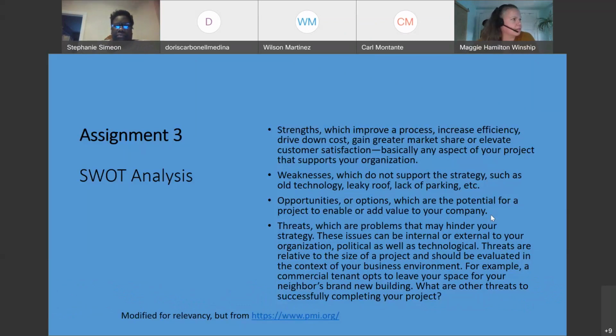So the strengths, does anyone want to throw out an organizational strength they came up with or a strength for their specific project, in the chat or out loud? Or an example of a strength?